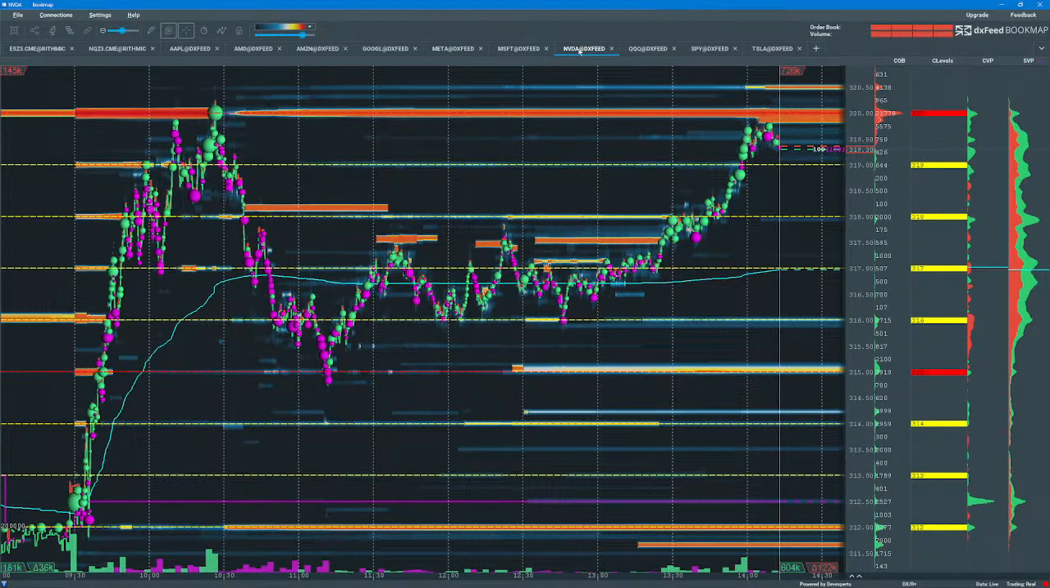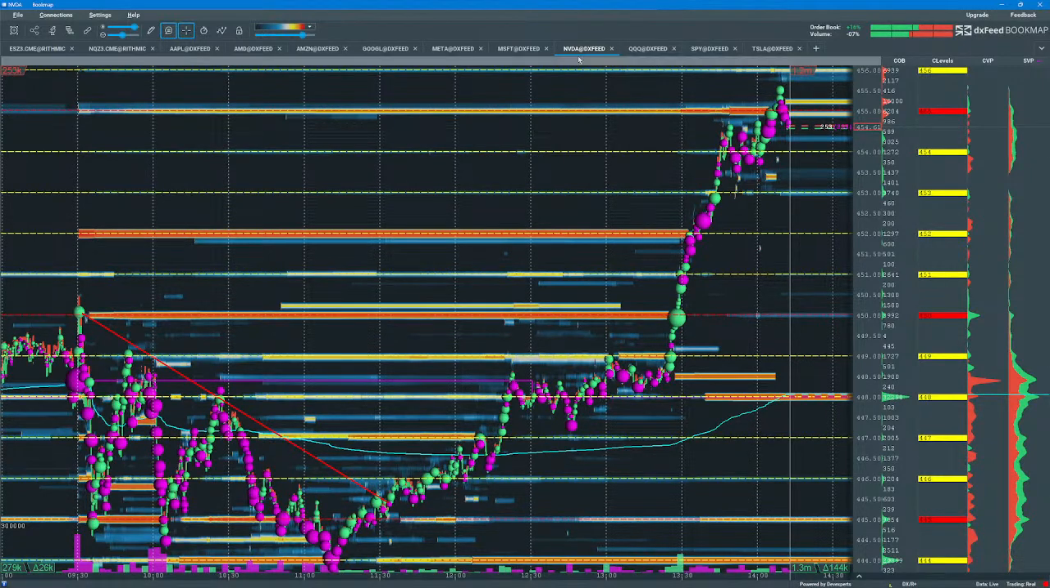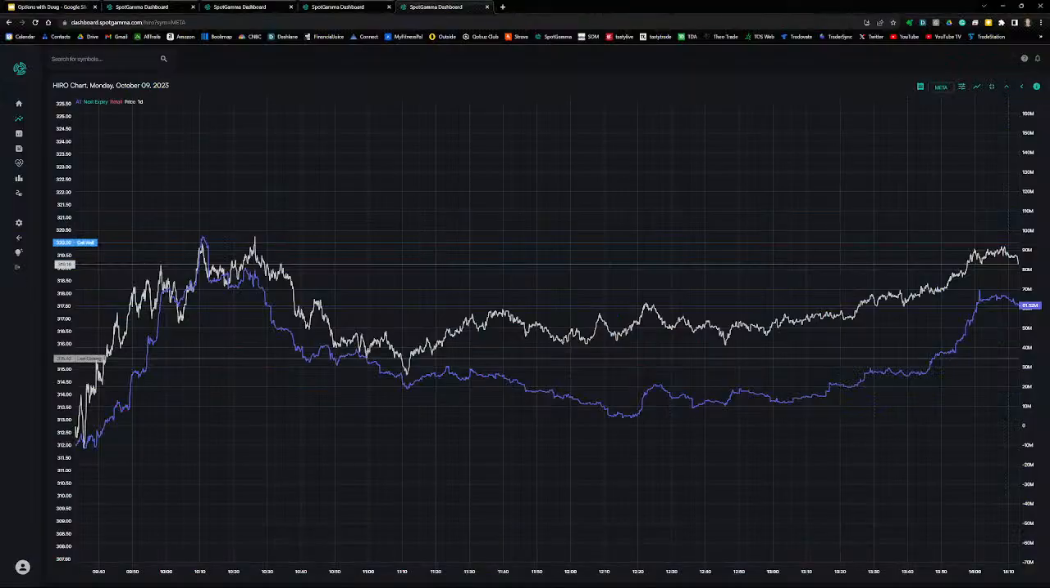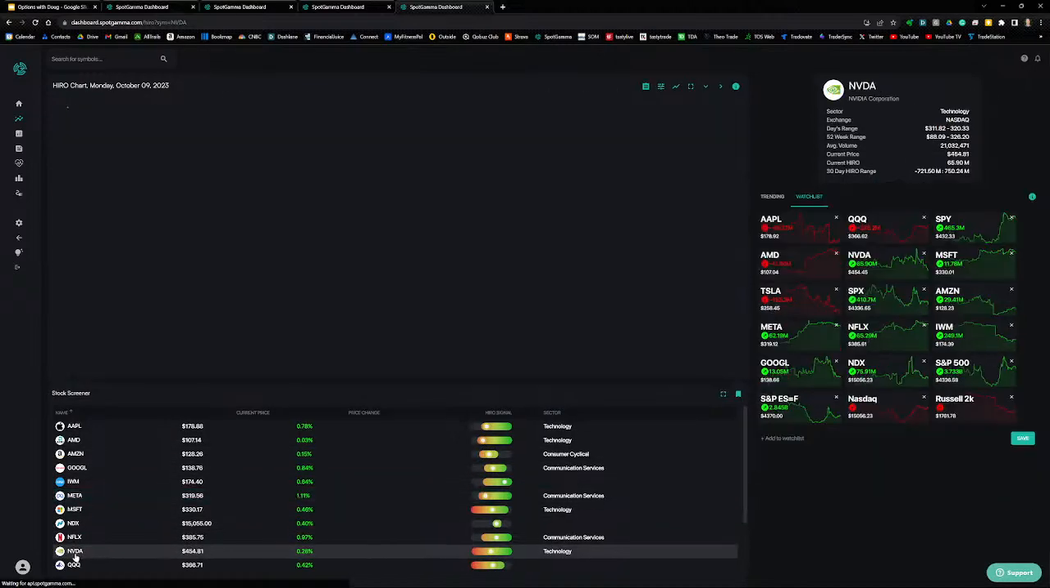Let's take a look at NVIDIA. So bearish setup in the morning, 450 is the key gamma strike. Let's go take a look and see what options traders are doing. Go to NVIDIA.